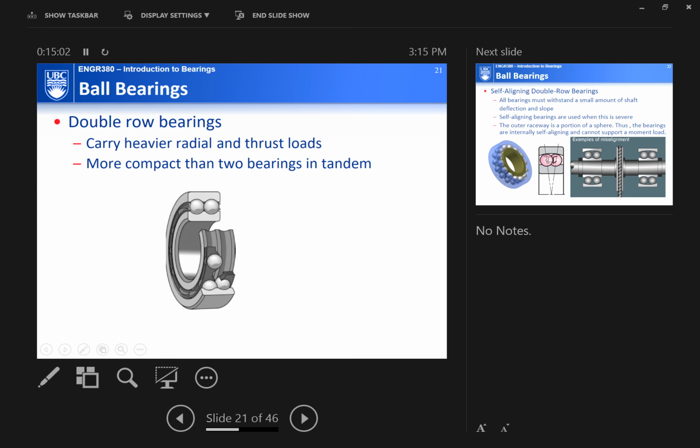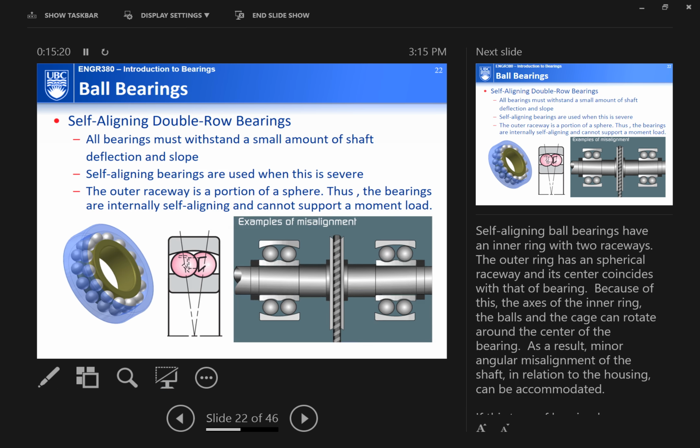Double row bearing is just adding another row of bearing there. Apparently, when you have a double row bearing, it's a little wider and you can carry more radial and thrust load, right? But it does need more space on the shaft, so it's not as compact as the single bearing.